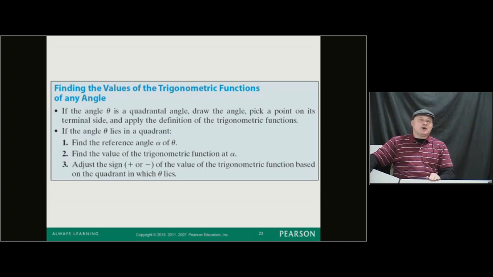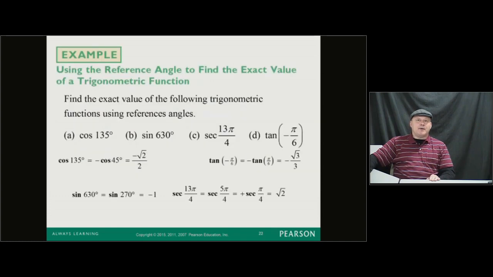But if the angle lies in a quadrant, we find the reference angle alpha of theta, find the value of that function at alpha. That's going to be one of our special angles, more than likely, and adjust the sign to be plus or minus the value of the trig function based on the quadrant in which theta lies. So this is like closing the gate after the cow got out, because they didn't really discuss that first bullet until now, yet they gave us that one problem on part B before that, the sine of 270 degrees. That one wasn't discussed at that point. And so the sine of 270 is negative 1.